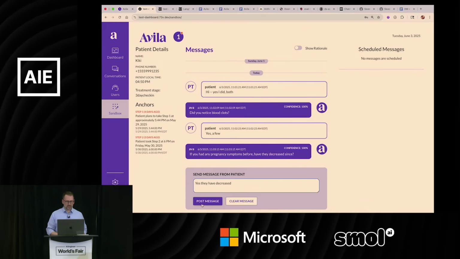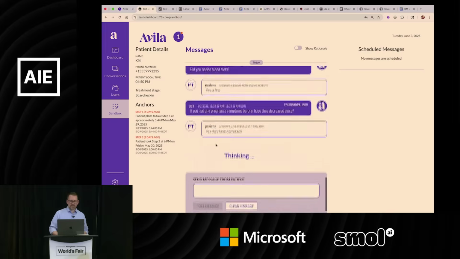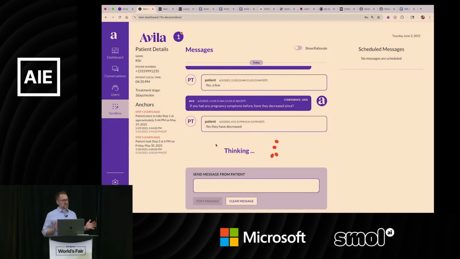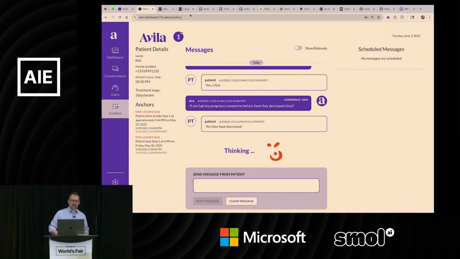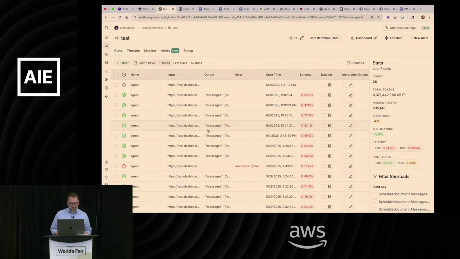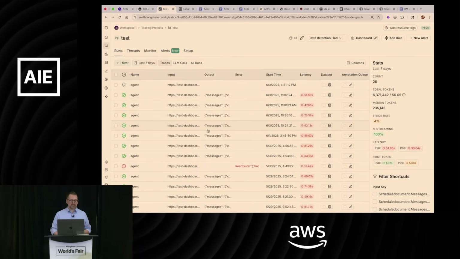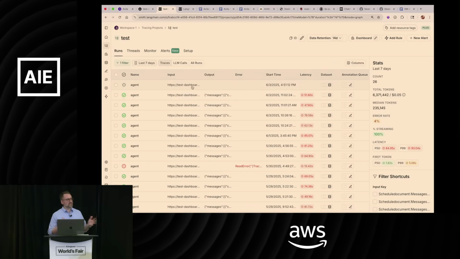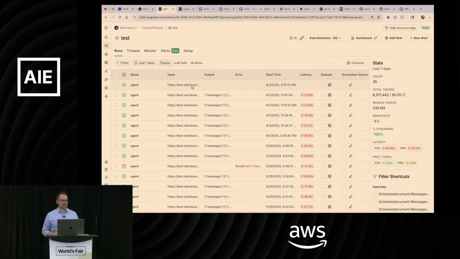Okay, so I post this message. Now what's going to happen from here is thinking. So none of this is instant. And so now what I want to show you is what this looks like in LangSmith. So you can see here a couple of things. One is that this is now spinning. So this thing that I just asked it is now in active processing. I'll show you what it looks like when we're done.